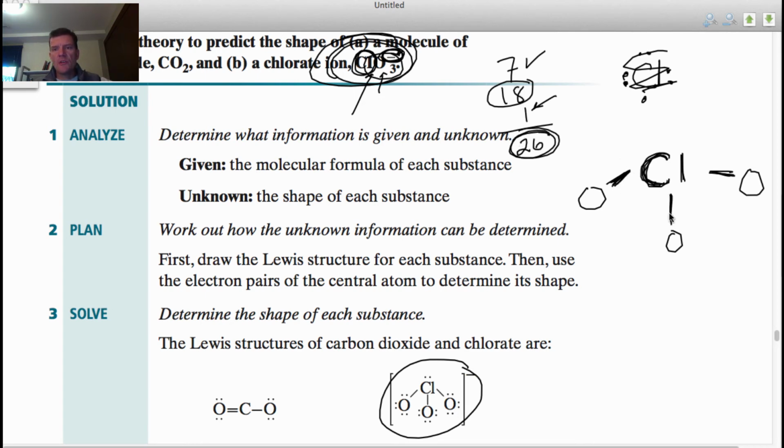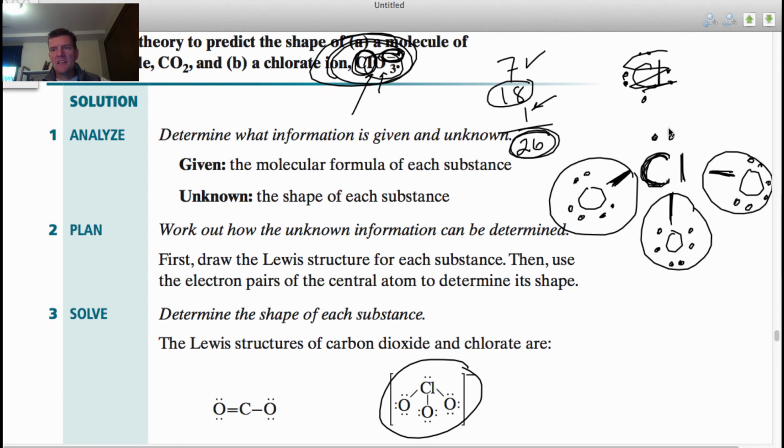I already have 2, 4, 6 here. Now let's continue. 7, 8, 9, 10, 11, 12. Octet. 13, 14, 15, 16, 17, 18. Octet. 19, 20, 21, 22, 23, 24. Octet. What do I do with the next 2? I put them around the central atom. 25, 26. Does everybody have an octet? Yep, octet. Remember this bond counts as 2. Octet, octet, and octet. They're happy. That is the Lewis dot diagram for that particular polyatomic ion. And then you would put maybe brackets around it and put a negative there.